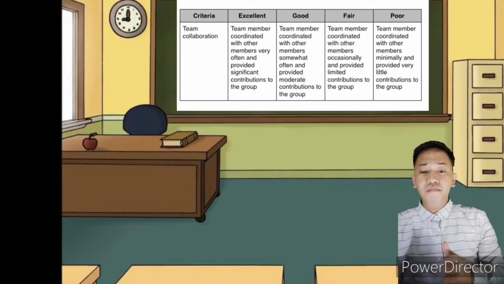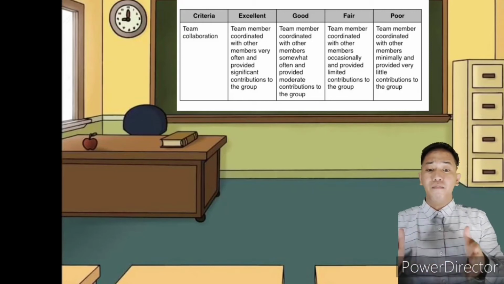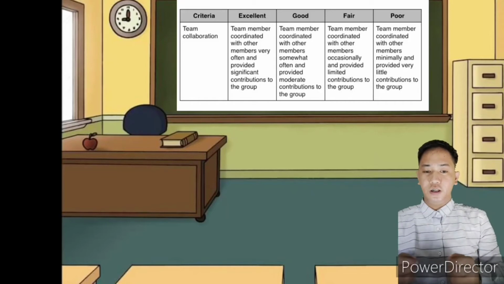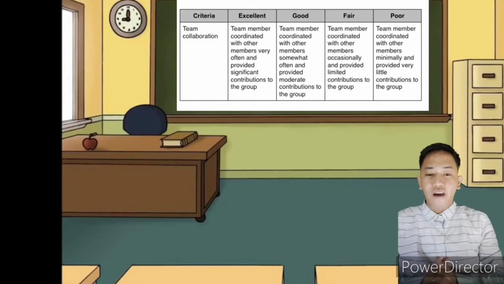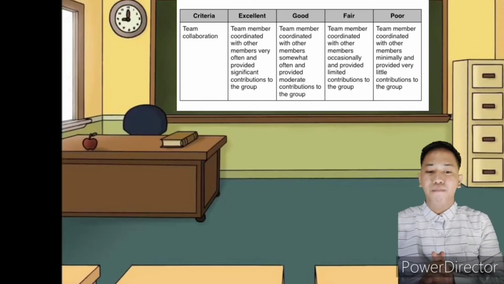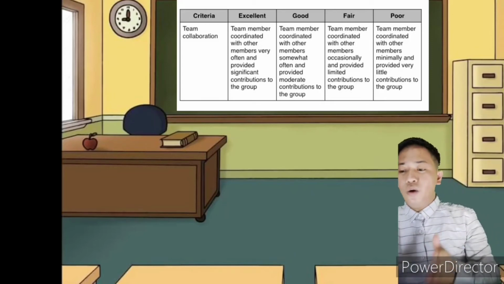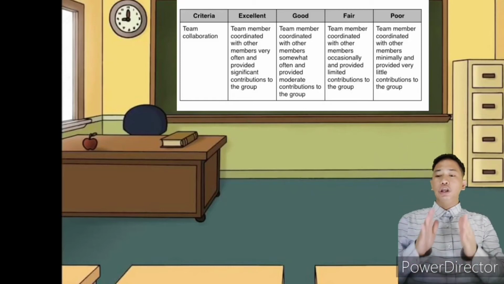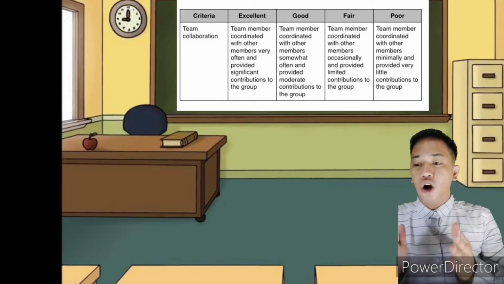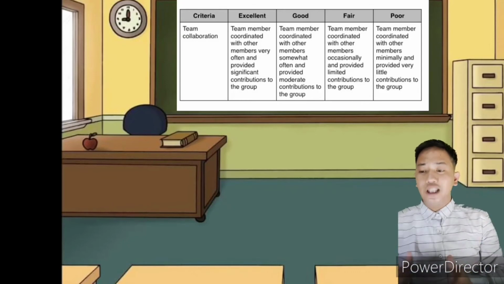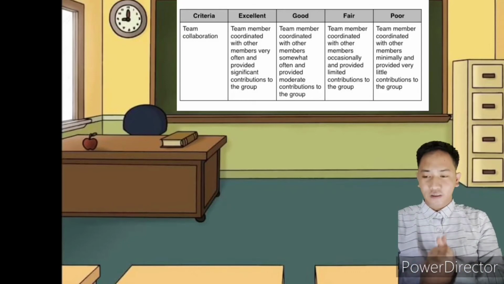Fair if the team member coordinated with other members occasionally and provided limited contribution to the group. And poor if the team member coordinated with other members minimally and provided very little contribution to the group. I will send your activity to your respective GC or group chat. I am giving you 5 minutes to accomplish your activity.